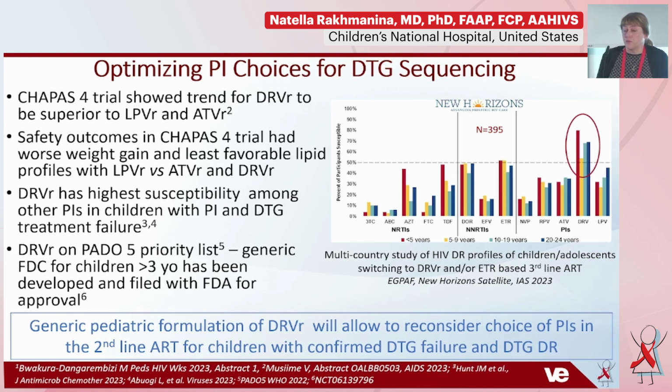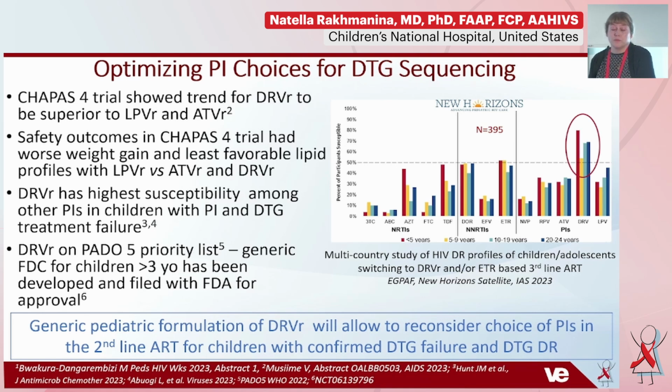Safety outcomes for lopinavir/ritonavir were worse for weight gain and lipid profiles compared to atazanavir/ritonavir and DRV/r. And in our NEW HORIZONS data, we have shown that even in children with failure on PI and DTG treatment, DRV/r still best preserved sensitivity to antiretroviral susceptibility across all ages.